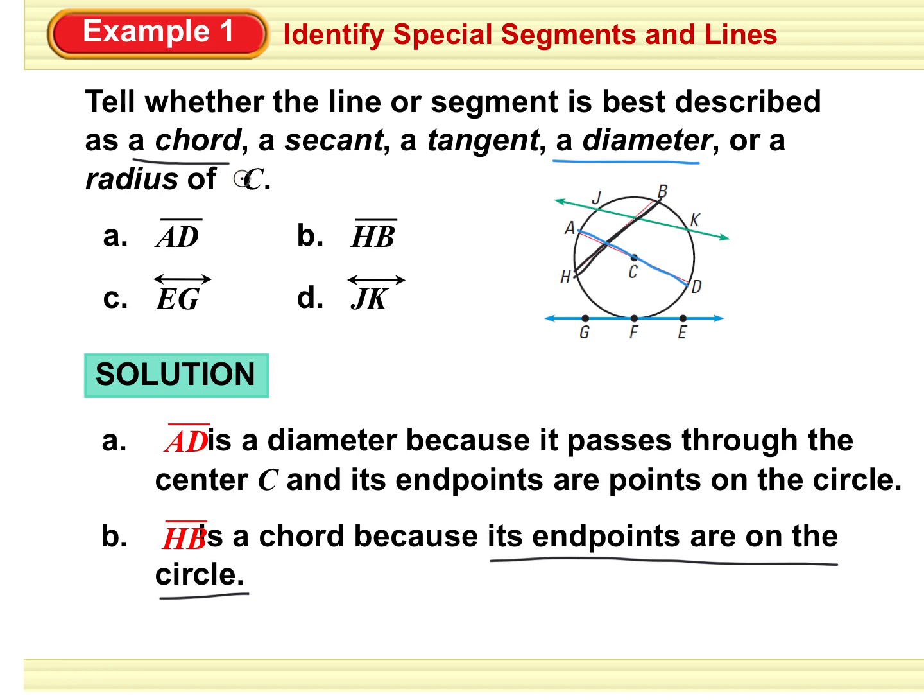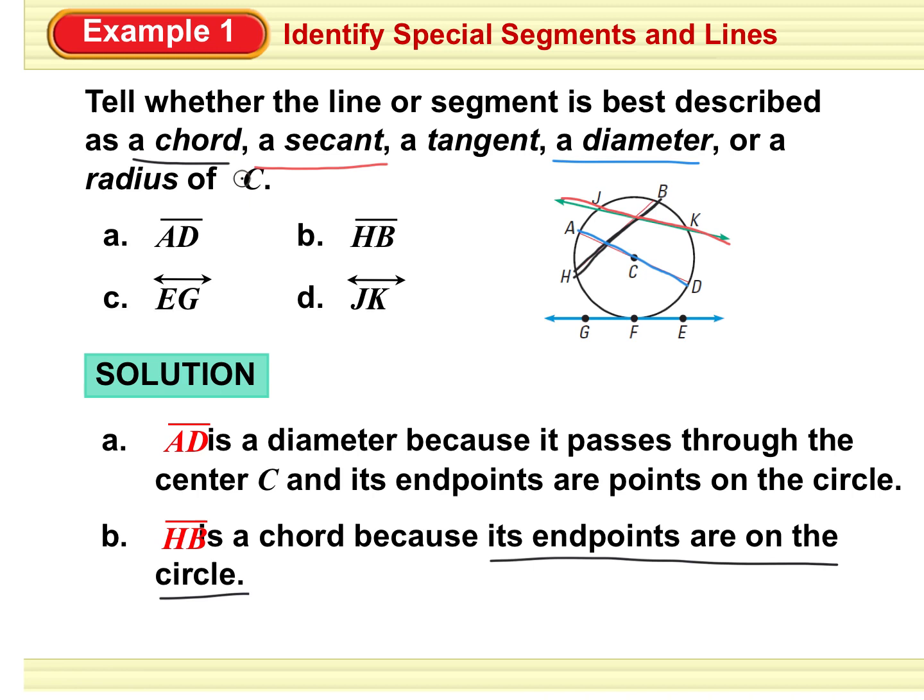Let's talk about a secant line. A secant line and a chord are similar. There's just one difference. The secant line goes through the circle. The endpoints go all the way through the circle.